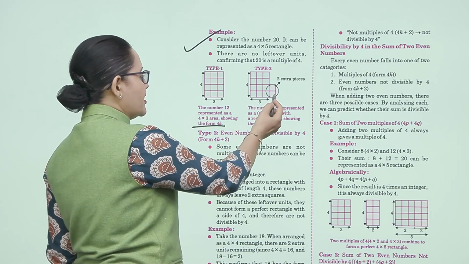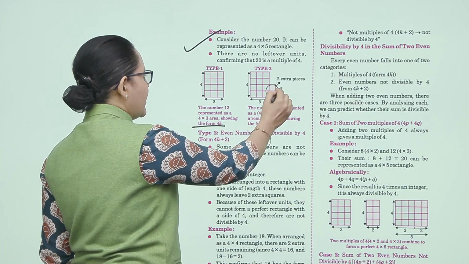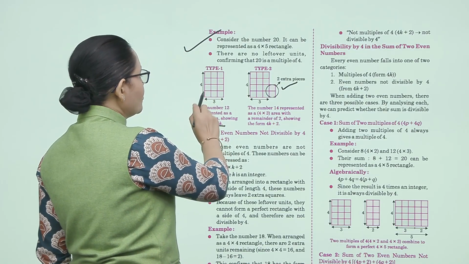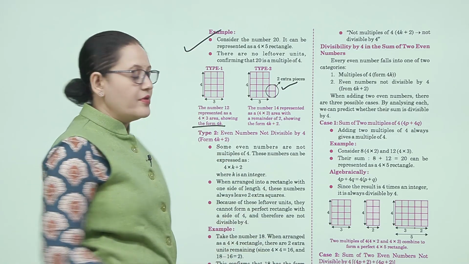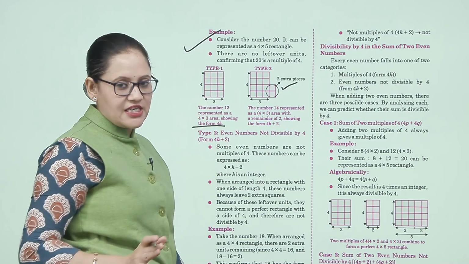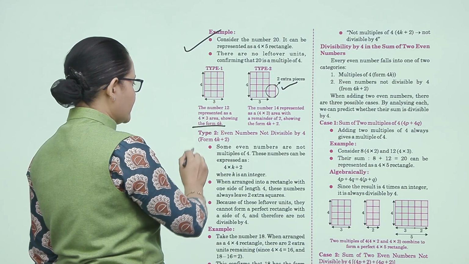If this number is 14, we can see 2 blocks are left here, extra pieces. Clear? So, 12 is divisible by 4, but 14 is not exactly divisible by 4 basically. Here we have arranged in 4 rows like this.